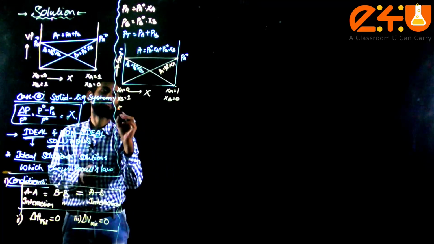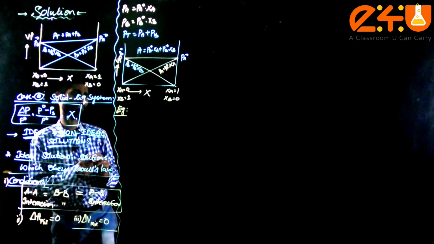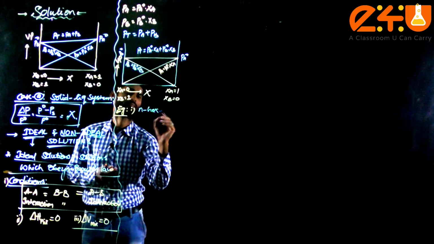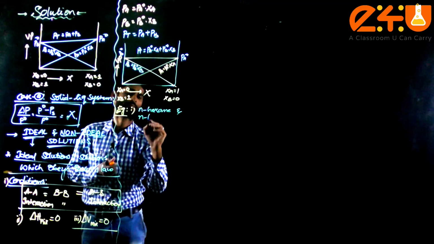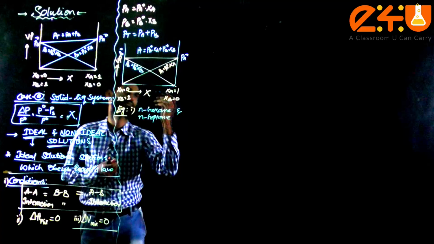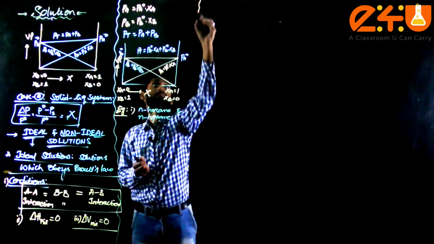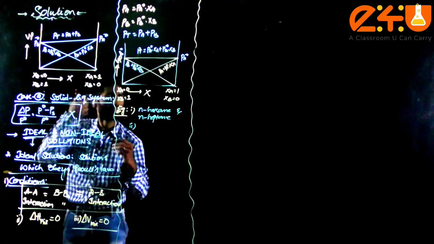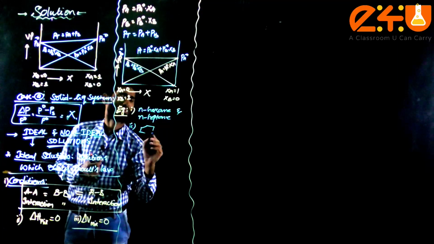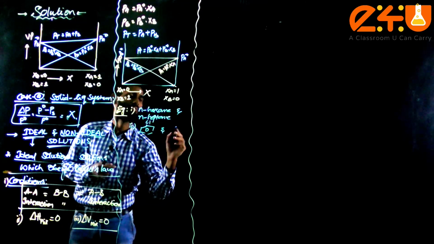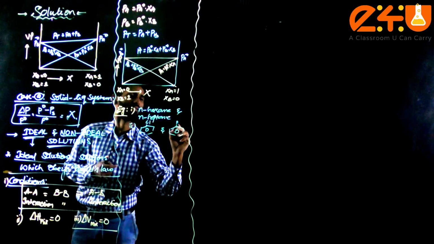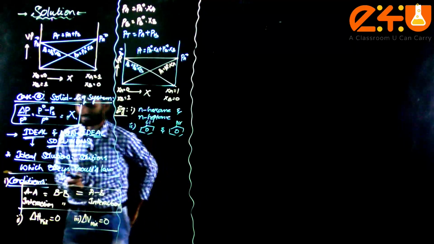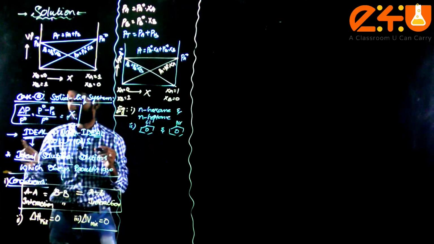And what are the examples which come under ideal solutions? N-hexane and N-heptane. Next, chlorobenzene and bromobenzene. These are general examples for ideal solutions. The second case is very important. I can write it here: case 2.